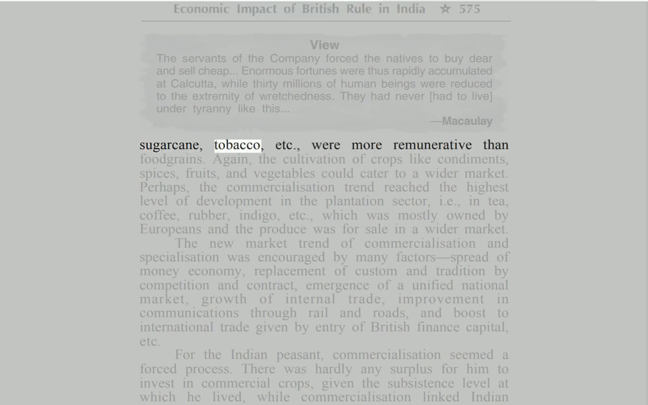sugarcane, tobacco, etc. were more remunerative than food grains. Again, the cultivation of crops like condiments, spices, fruits, and vegetables could cater to a wider market. Perhaps, the commercialization trend reached the highest level of development in the plantation sector, i.e., in tea, coffee, rubber, indigo, etc., which was mostly owned by Europeans and the produce was for sale in a wider market.